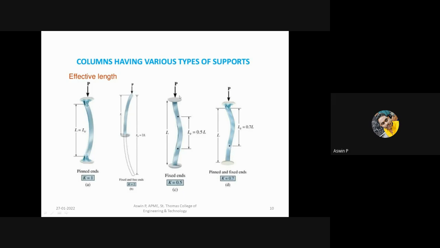And the third one is both ends are fixed. If both ends are fixed, then effective length will become 0.5 into L. Here you can see both ends are fixed. And another one is one end is hinged or pinned and the other end is fixed. In such a case, LE will be 0.7 L. These are the four conditions. Please draw these figures.